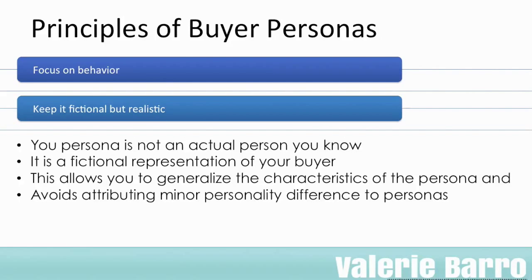Principle 2, keep it fictional but realistic. These personas are fake people. They're not actual customers and they're not people that you know. And that's really important because this allows you to generalize the characteristics. And it avoids attributing minor personality differences or quirks to personas that aren't actually relevant to them at all.